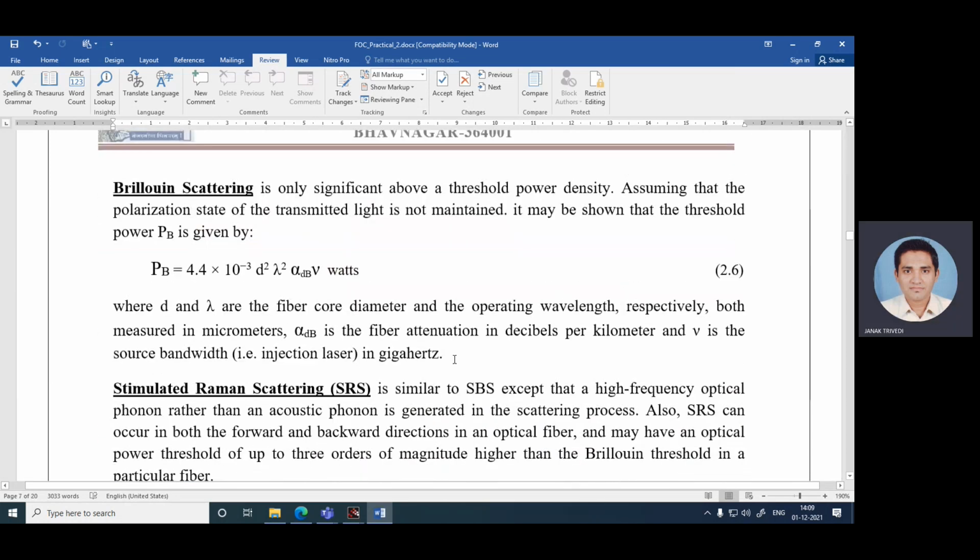Brillouin scattering is only significant above a threshold power density, assuming that the polarization state of the transmitted light is not maintained. It may be shown that the threshold power P_B is given by P_B = 4.4 × 10^-3 d² λ² α_dB V watts, equation 2.6, where d and λ are the fiber core diameter and the operating wavelength respectively, both measured in micrometers. α_dB is the fiber attenuation in decibels per kilometer and V is the source bandwidth for an injection laser in gigahertz.